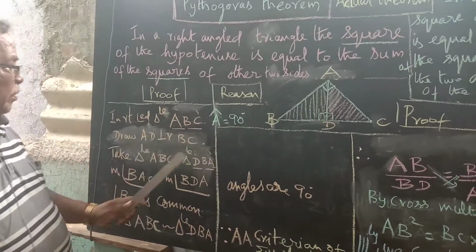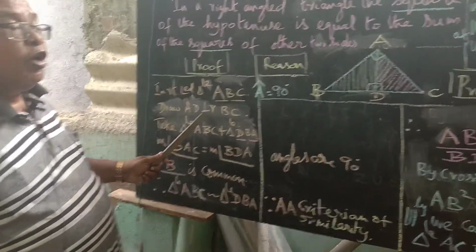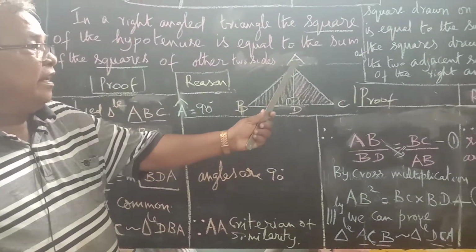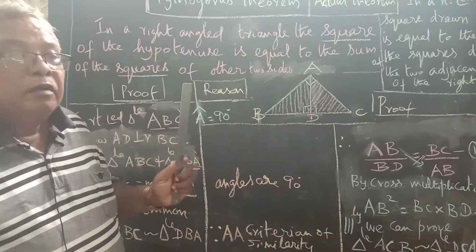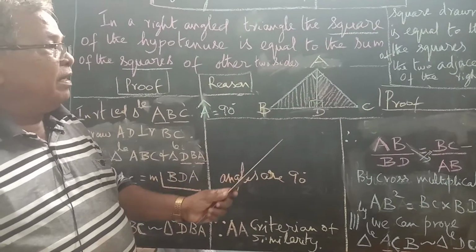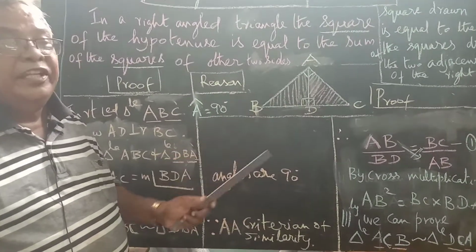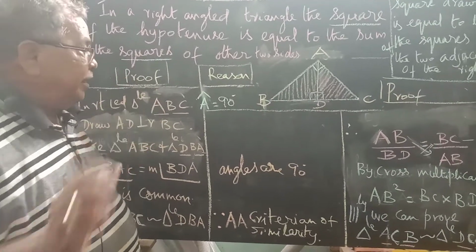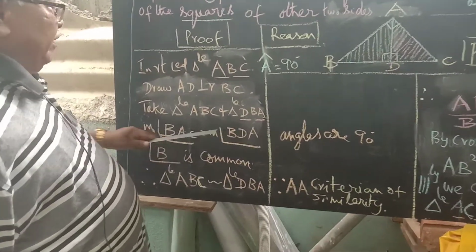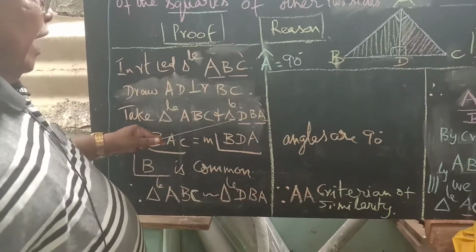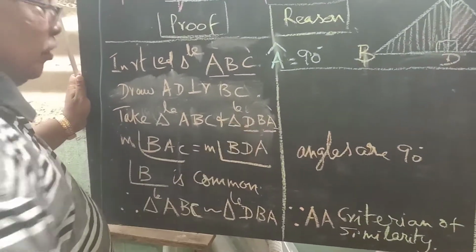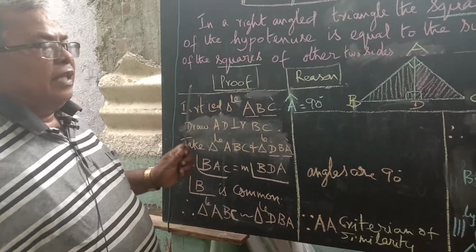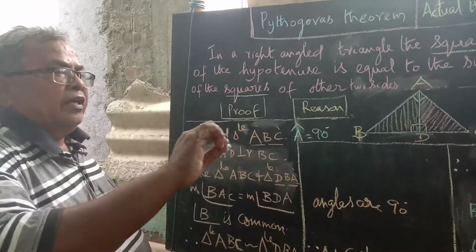AD perpendicular to BC. Now, what do you mean by perpendicular? The angle between the sides AD and BC is 90 degrees. So it is said to be perpendicular. Perpendicular means the angle between those two sides is 90 degrees. Here, okay. Now let me take triangles ABC and DBA. When you go to any other book, they will mention the triangle ABC and in such a way.